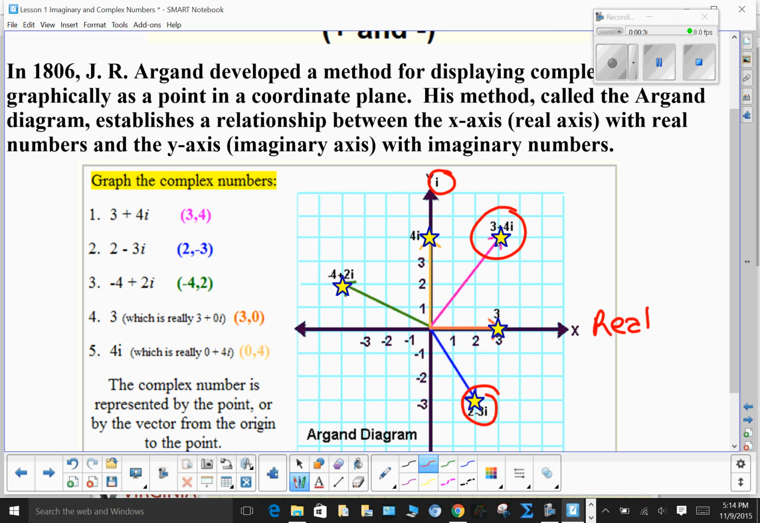Now, you don't need the arrows. I'm using the arrows to point to the numbers. Negative 4 plus 2i, I go out negative 4 on the real, up 2 on the imaginary. There's that number. 3, which is really just 3 plus 0i, is simply right here. 4i is simply here. Again, you don't need those arrows. I'm just pointing to the places where these are found.